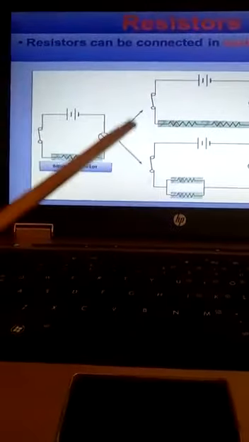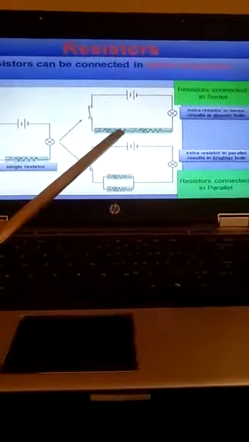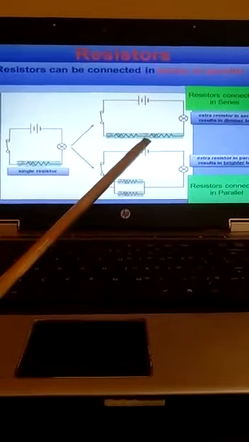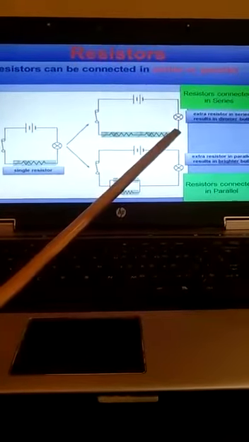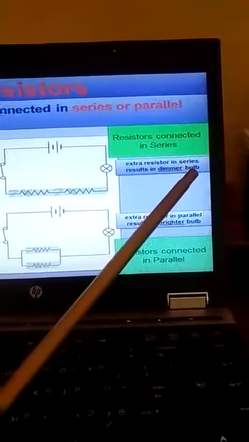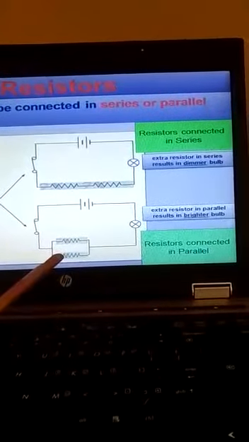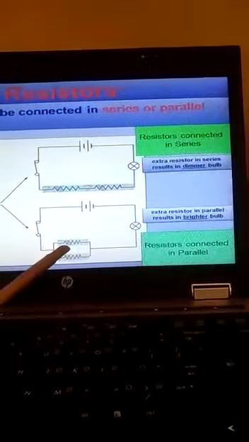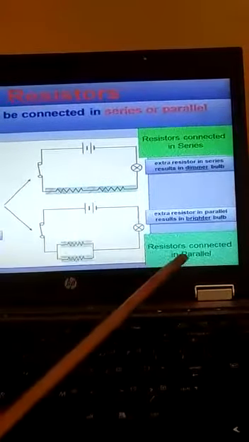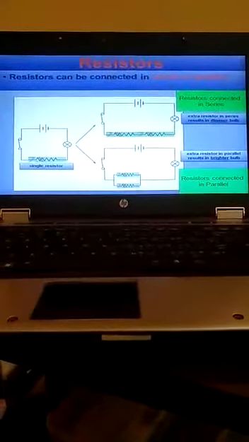This is a diagrammatic form of connecting resistors. Single resistor. When two resistors are connected end to end, this is a series connection. Any extra resistor in series results in a dimmer bulb. On a similar basis, when resistors are connected in the form of a ladder, one above the other, the resistors are said to be connected in parallel. An extra resistor in parallel results in a brighter bulb.